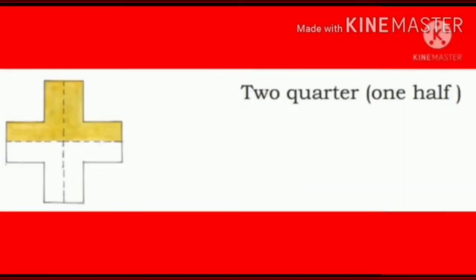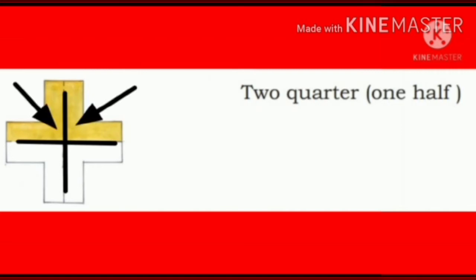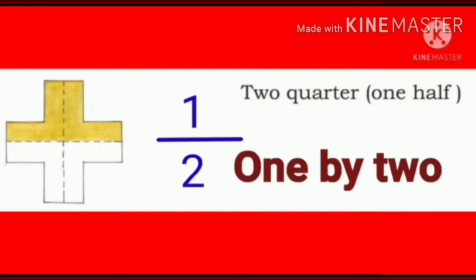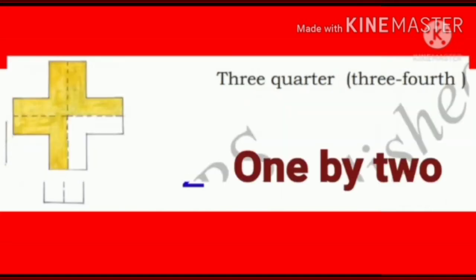Now observe the next picture, children. Here the picture is divided into 4 equal parts and 2 parts are shaded. So this is represented as 2 quarter or 1/2, and it is written as 1/2.